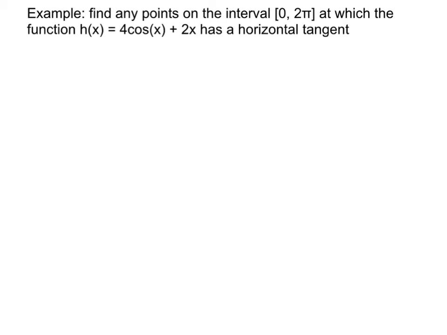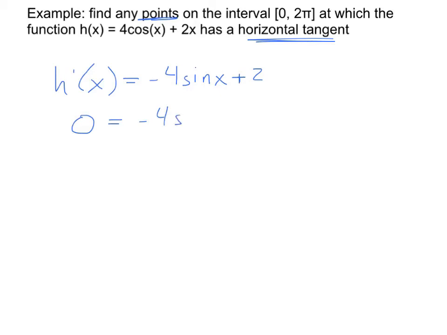So to find the points of horizontal tangency, we first need to set the derivative equal to 0. But I suppose before that we even have to find the derivative. So what is h prime of x? The derivative of this will be negative 4 sine x plus 2. Great. So now that's the derivative. I now set this equal to 0 so that I can find the points of horizontal tangency. So I have 0 equals negative 4 sine x plus 2.